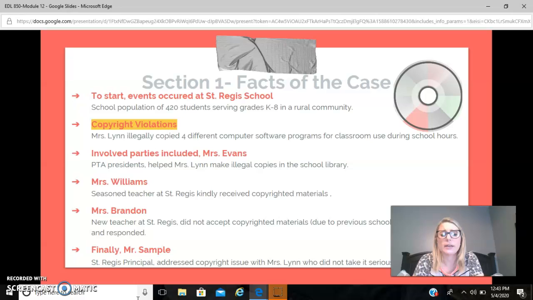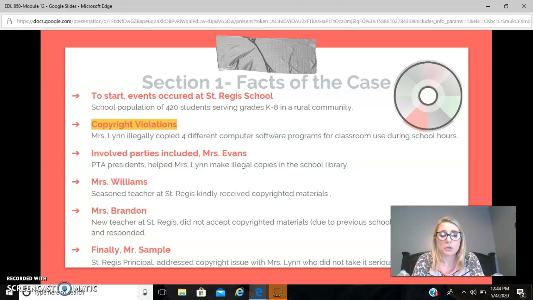Copyright violations. Mrs. Lynn did make 4 different computer software copies illegally. This was a copyright infringement for use in the classrooms during school hours at the school and the library. All the parties involved: Mrs. Evans was also involved in this. She is the PTA president. She helped make these illegal copies, so she's also involved in the infringement.